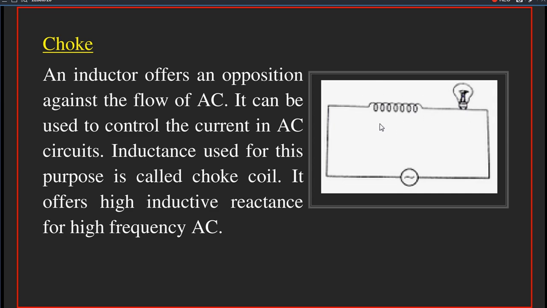So this inductor increases the inductive reactance of the circuit so that the current through the circuit is controlled. So the inductance used for this purpose is called a choke coil. It offers a high inductive reactance for high frequency AC. And for controlling low frequency AC, we can use a choke coil of high inductance. If inductance L is very high, then omega L will be very high even for a small frequency. So small frequency AC and high frequency AC, both of them can be controlled by using choke coils.